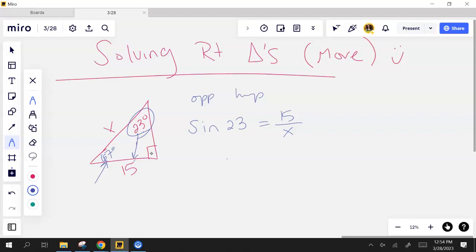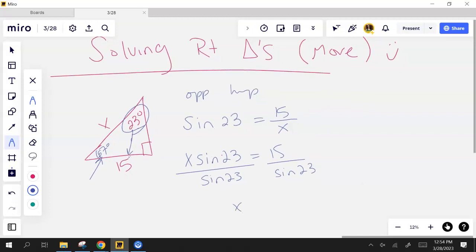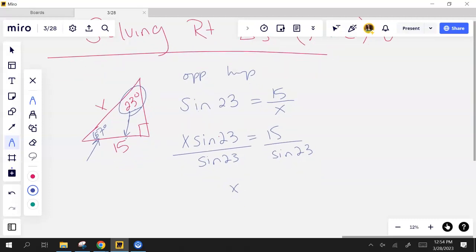Now, think about solving an equation. I could multiply both sides by x here, right? And have x sine 23 equals 15. And now divide both sides by sine 23. So this is on your calculator. You're going to do 15 divided by sine 23. And what do you get? That's my hypotenuse. So how did the x get over there? I multiply both sides by x.